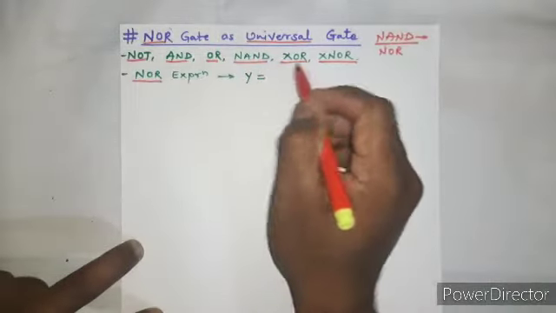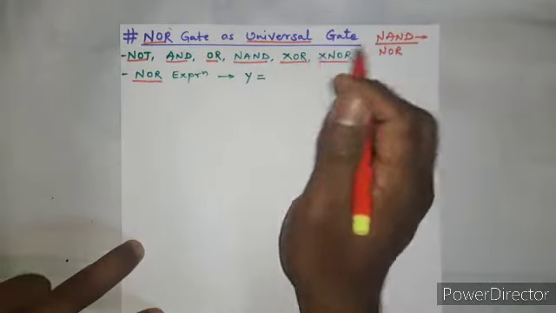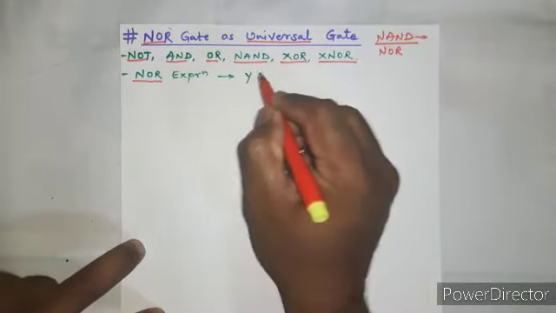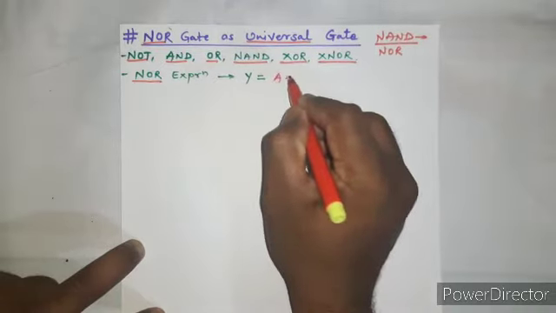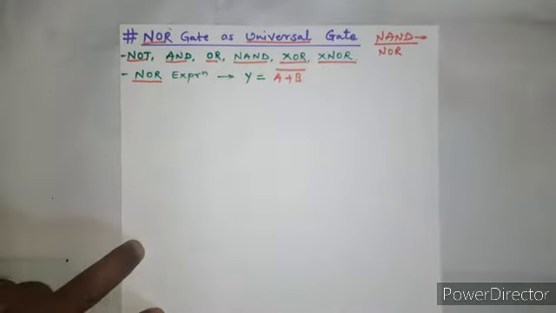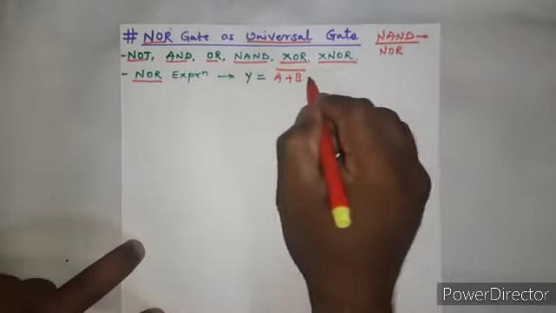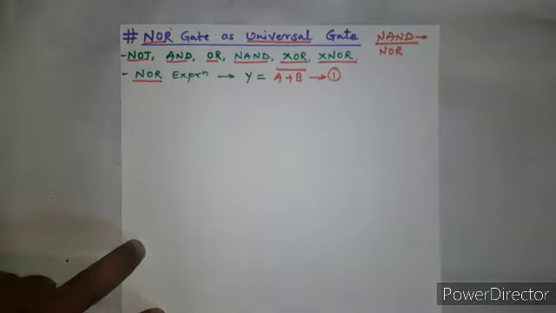So the equation, logical expression or Boolean expression of NOR gate is given as y is equal to (a plus b) whole bar, right? So let's consider this as equation 1.